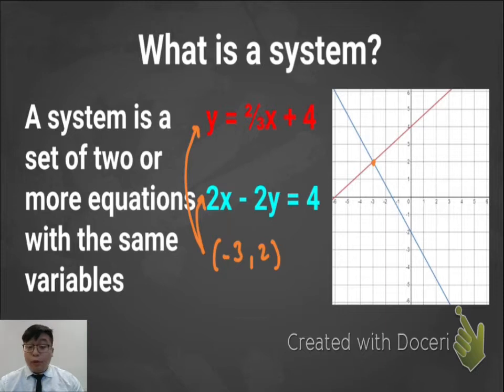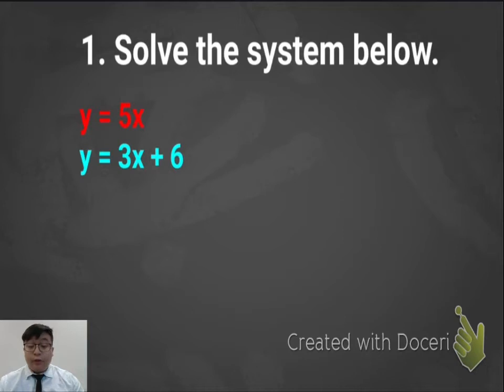Sometimes we don't always want to make a graph to solve a system, so the substitution method is a way of solving the system algebraically, just using the numbers and letters. So let's go and see that in action. Here's our first example.